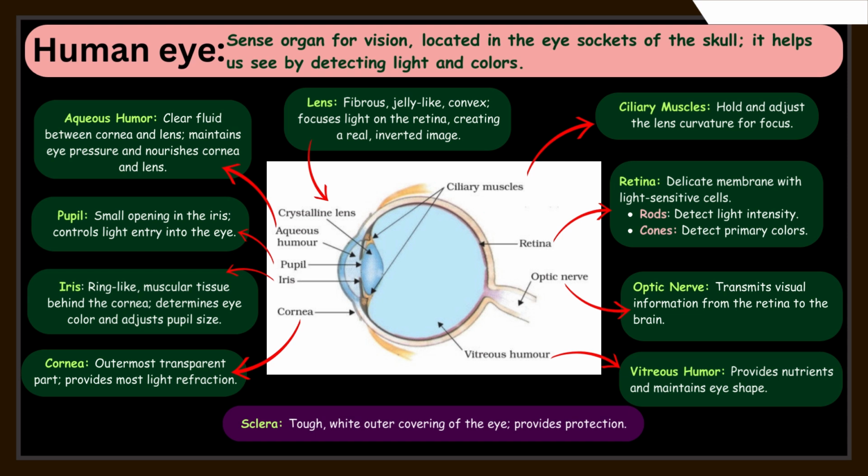Next is hypermetropia, or farsightedness. This is the opposite of myopia. The person can see distant objects clearly but struggles with nearby ones, like reading or writing. Here, the eye lens is not curved enough or the eyeball is too short, so the image of nearby objects forms behind the retina. To correct this, a convex lens is used, which converges the light rays sooner so the image forms directly on the retina.